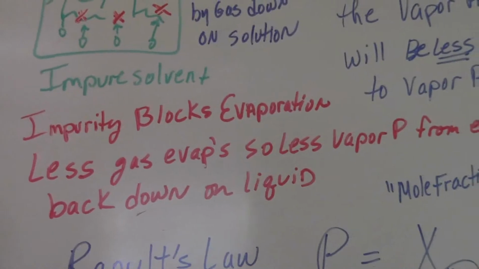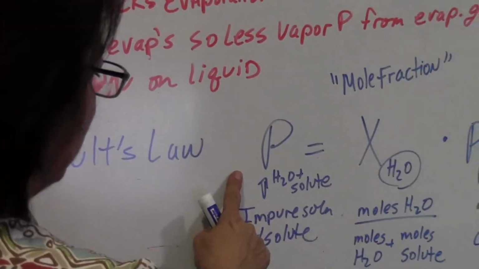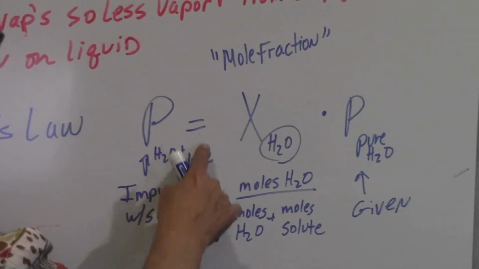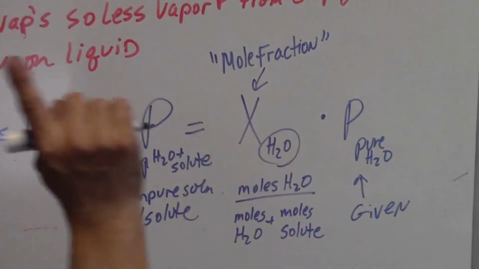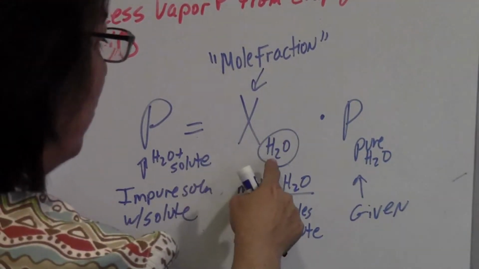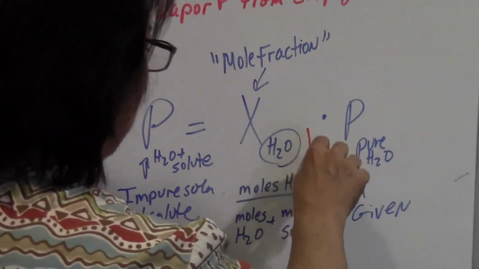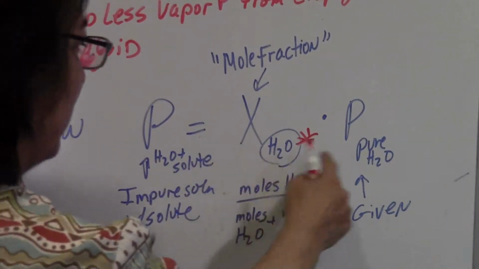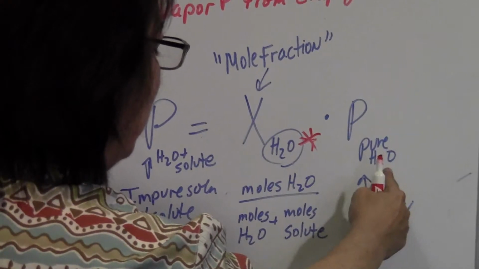So let's look at the formula for Raoult's law. The formula says the pressure of water plus a solute is going to be equal to the mole fraction, that's something new, of water, not of the solute. Be very careful, that's where students make their mistakes. The mole fraction of water, write the formula this way, times the vapor pressure it would be if it was completely pure.